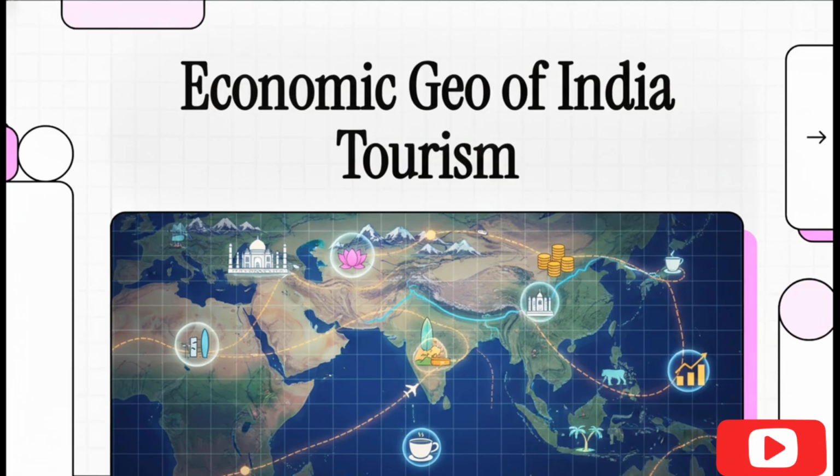If you are gearing up for the APPSC Group-2 exams, you're absolutely in the right place. Today, we're unpacking a highly testable topic together, the economic geography of India tourism. We're going to start by looking at the massive macroeconomic weight of this industry. And then we'll zoom right in on the specific geography that actually makes it all happen.